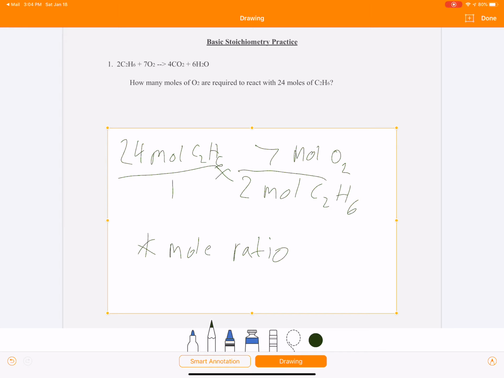You need at least 2 moles of C2H6 and at least 7 moles of O2 to react and to give you a product. So we need 84 moles of O2, according to this calculation, in order to react with 24 moles of C2H6. And that makes sense, because if you're looking at the molar ratio, you need more O2. You need 7 moles of O2 to react, but only 2 moles of C2H6 to react. So that answer makes sense. Your stoichiometry answer should always make logical sense, and this does.